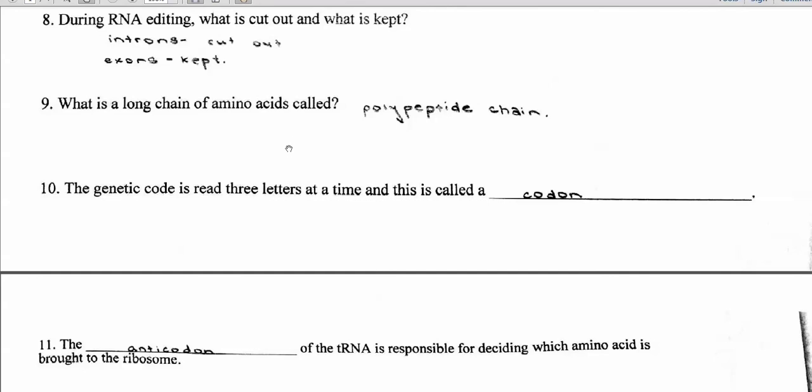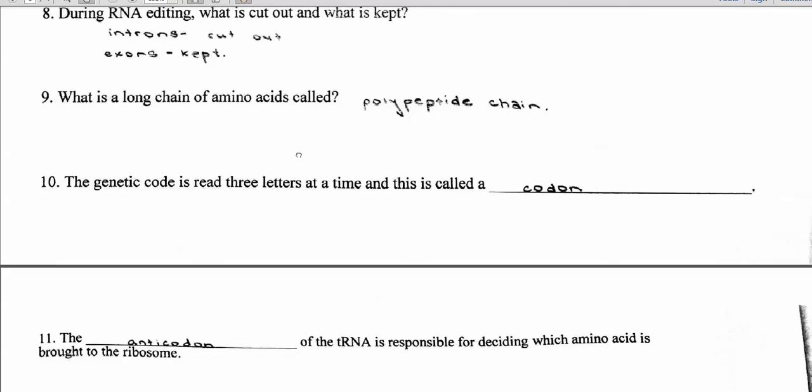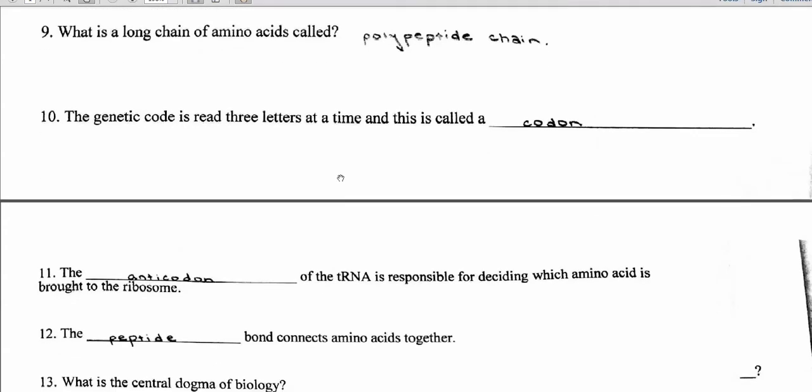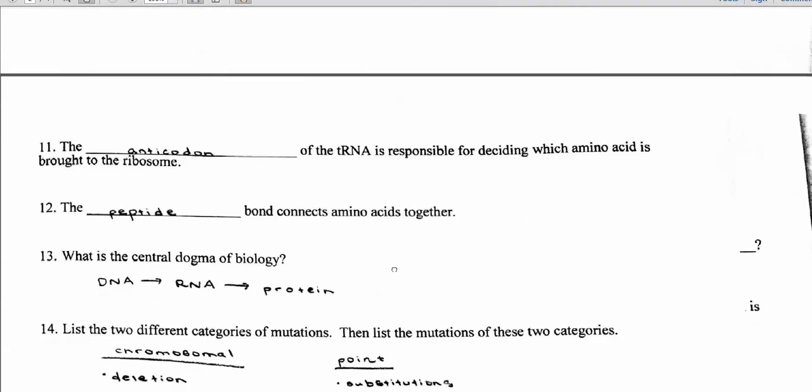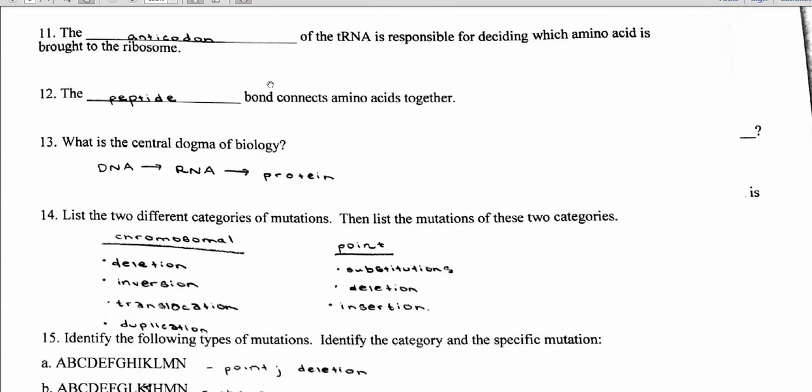You have a bunch of amino acids together, held together by a peptide bond. If you have a lot of those amino acids held together by peptide bonds, you have a polypeptide chain. Ten, the genetic code that reads 3 letters at a time, that's a codon. If we're looking at the codon but on tRNA, we are talking about the anticodon. And the peptide bond connects amino acids together.